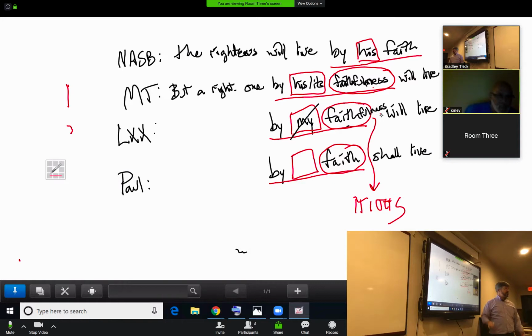Because in the original, to be faithful meant to have faith. So if someone was to say that the righteous one by his faith will live, or live by faith? By faith, yeah. And again, Paul leaves out the pronoun because you can't have that pronoun and make it mean faith. It would have to mean faithfulness. So why would he do that?